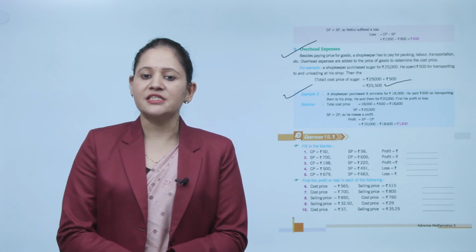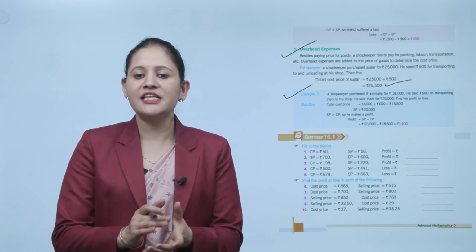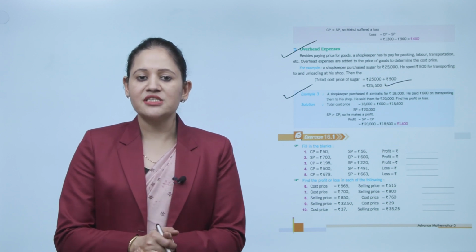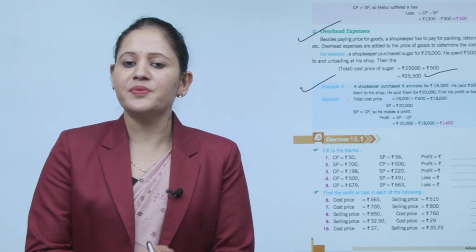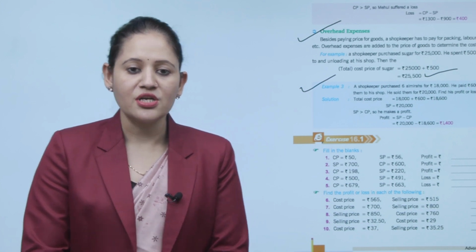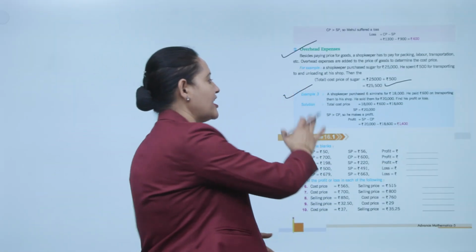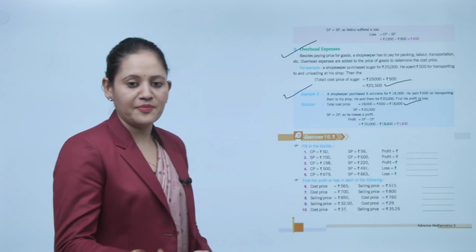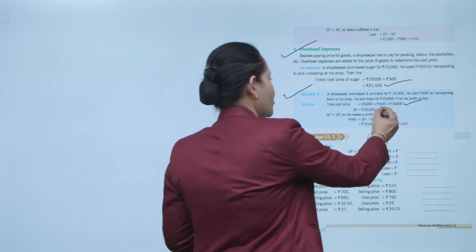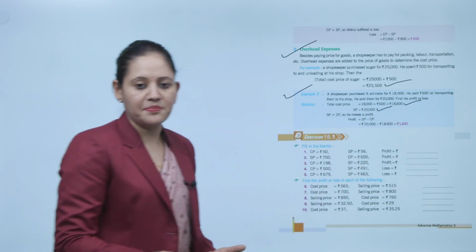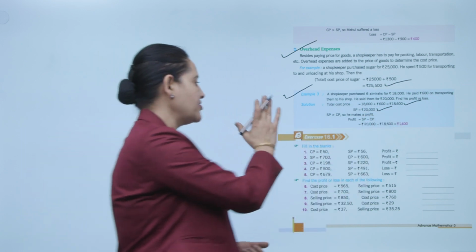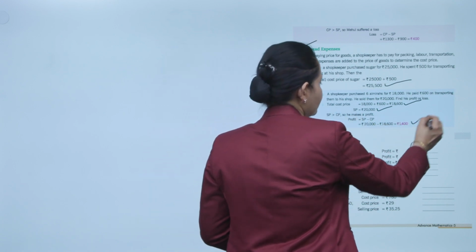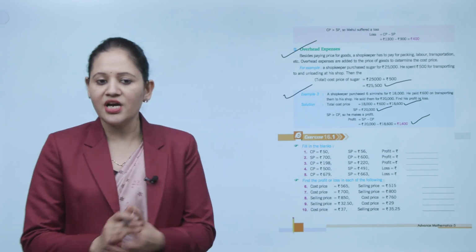The shopkeeper purchased 6 almirahs for rupees 18,000. He paid rupees 600 on transportation to the shop. He sold them for rupees 20,000. Find the profit or loss. So total cost price जाएगी 18,000 plus 600, that is 18,600, and the selling price is 20,000. So here SP is greater than CP, that means profit. Profit equals to SP minus CP. 20,000 minus 18,600, that is rupees 1,400.